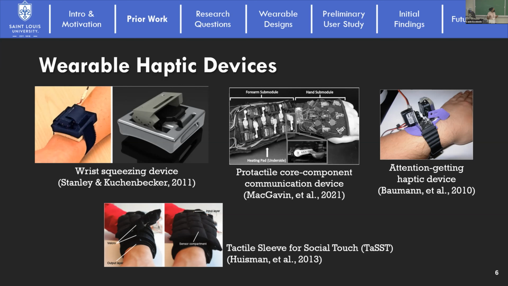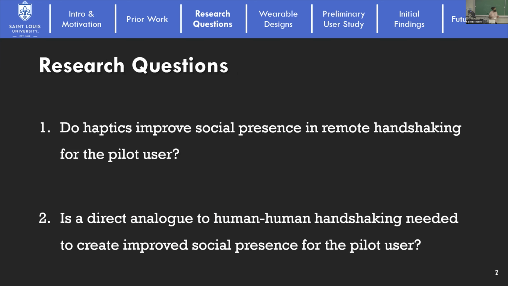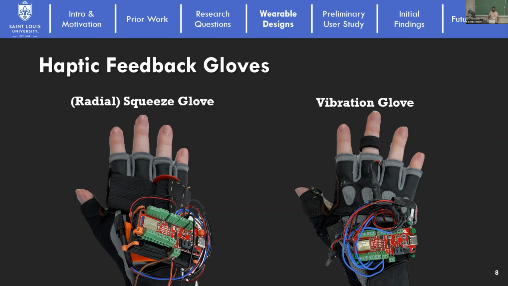And so these prior works really led to our research questions, which are: do haptics improve social presence and remote handshaking for the pilot user? And if so, is a direct analog human-to-human handshaking actually required in order to create that improved social presence? So what we did is we created two gloves, one that does radial squeeze and one that does vibration, in order to kind of see and have an initial sense of its section force.